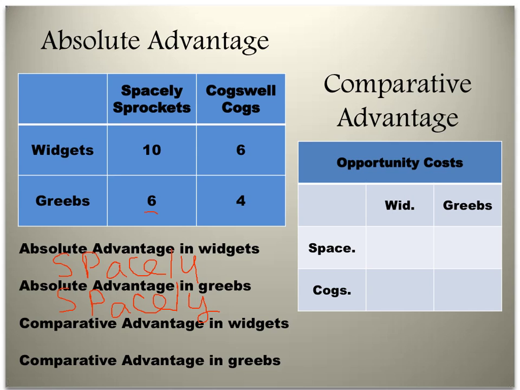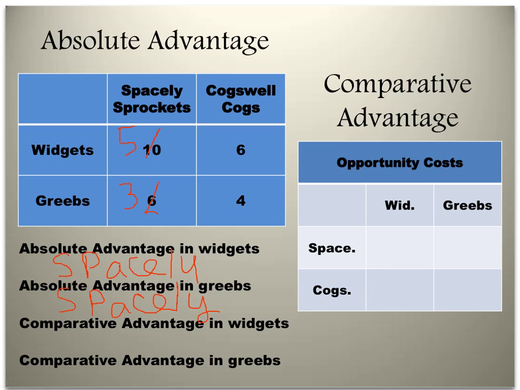Now, to get comparative advantage, we want to look at who has the comparatively lower opportunity cost. So we have to figure out what those are first. Let's figure out Spacely's cost first. We look at their two numbers, 10 and 6. And remember, let's pretend that's a fraction, and we're going to reduce it down to the lowest common denominator. The lowest common denominator appears to be 2. So we're going to have a 3 here and a 5 here.